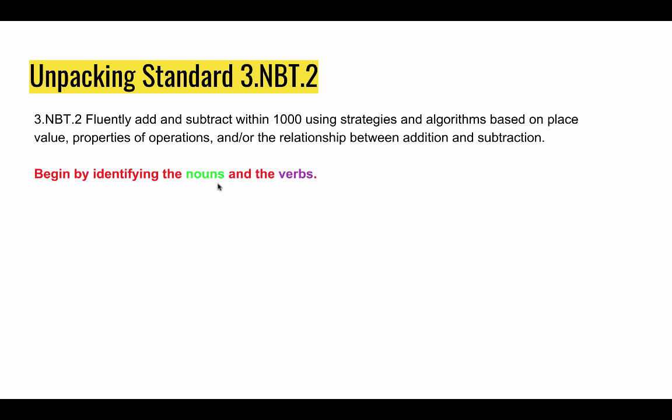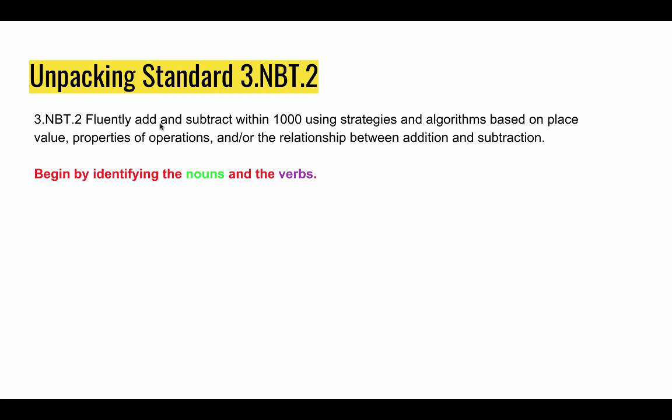So if you were looking at this standard, what stands out to you as a noun? Reading it through, what do you see? Okay, you probably see this 1,000 here, and we know it's within 1,000, but we're talking about numbers up to 1,000. And what else? Here's strategies and algorithms. What else? Place value, properties of operations, and relationships between addition and subtraction. So these relationships with addition and subtraction. These are our nouns. So we would want to, again, highlight them, perhaps on the screen. And then we want to look for the verbs.